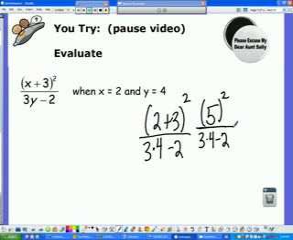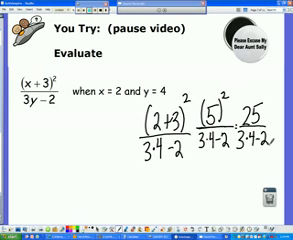We need to treat the fraction bar just like we would a parenthesis. We need to do everything on top first, then we'll do everything on the bottom. So if we continue following the order of operations, we need to do the exponents. So 5 squared would give us 25. There's no exponents on the bottom.